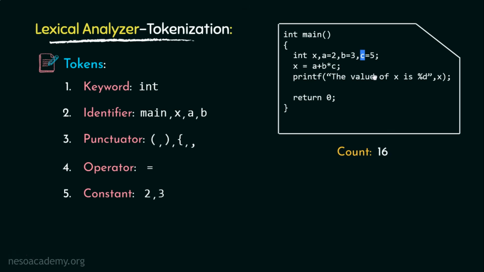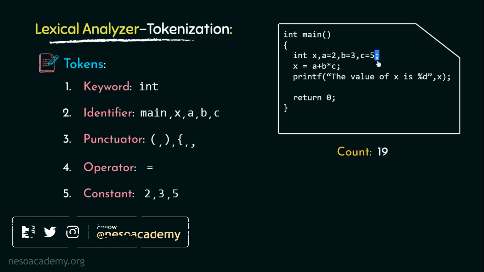Next up is the variable c. It also is an identifier like main, x, a, and b. So the count is now 17. The assignment operator will also increase the count to 18. Now the identifier c is being assigned with the fixed value 5. 5 will be enlisted in the constant token category. With this, the count becomes 19.